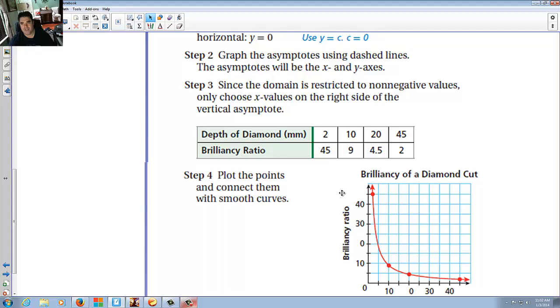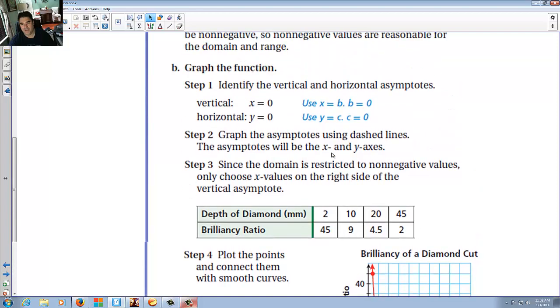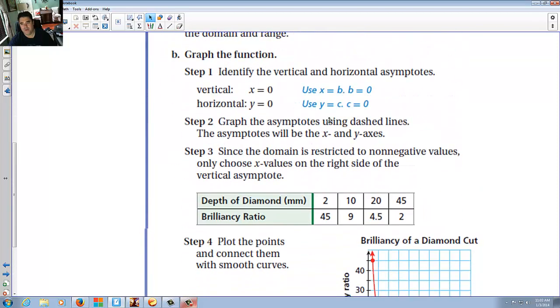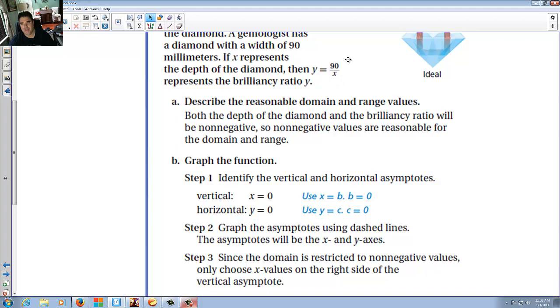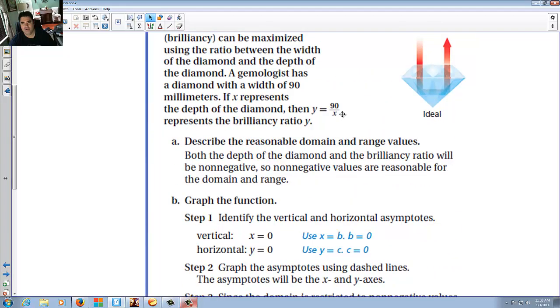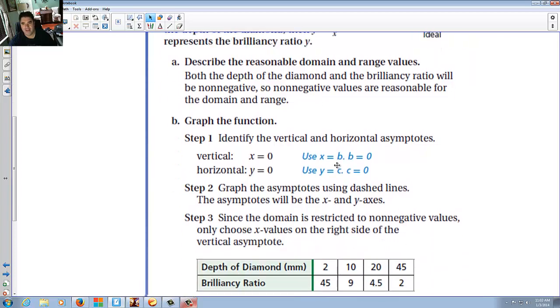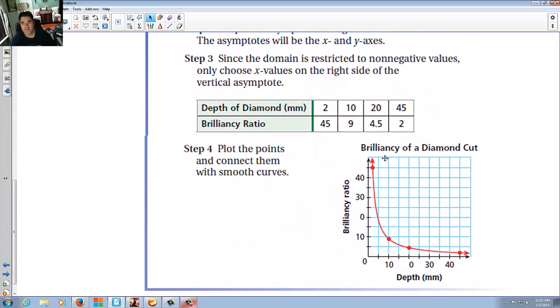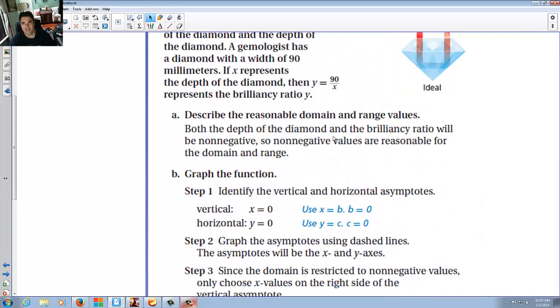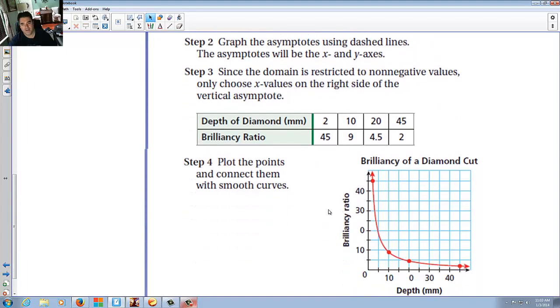Now they want us to plug in a bunch of values. They plug in 2, 10, 20, and 45. And here are the brilliancy ratios to go with, where if you plug it into y equals 90 over x, if I make x 2, 90 over 2 is 45. 90 over 10 is 9, 90 over 20 is 4.5, and 90 over 45 is 2. And basically, here is the brilliancy of the diamond cut. So again, you want to obviously get to where you have a higher brilliancy ratio. And based on this, they have the correct depth you want.